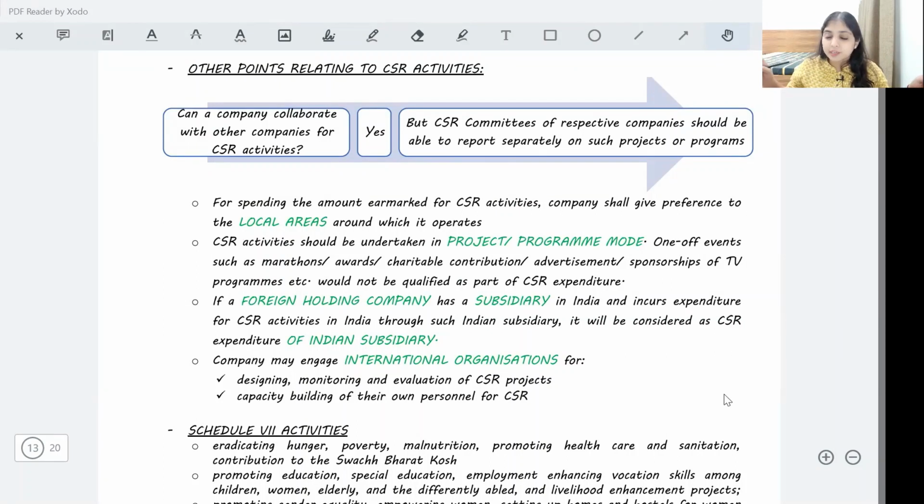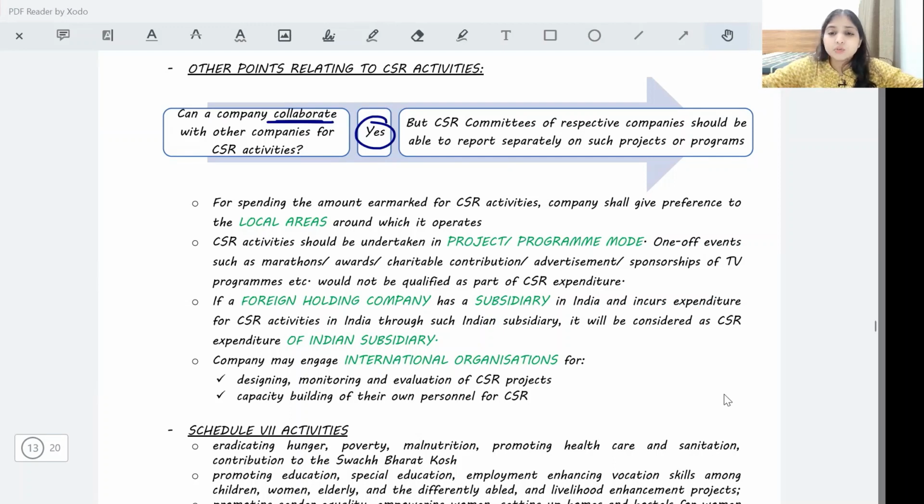Can Reliance and Infosys together do the same CSR activity? Can they collaborate and do projects together? Yes, that is allowed. But in case you want to do it like this, then each company should be able to report separately how much each company has spent. So yes, you are allowed to collaborate with other companies and together spend money on one single CSR project. You are allowed to do that.